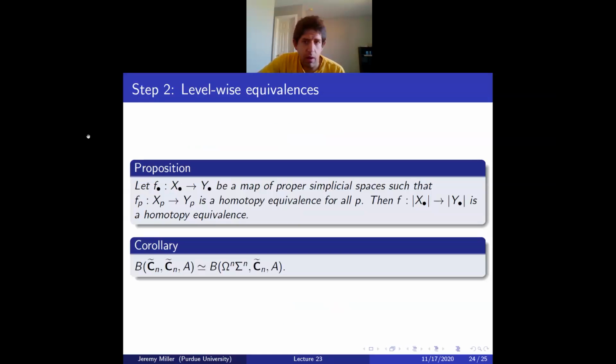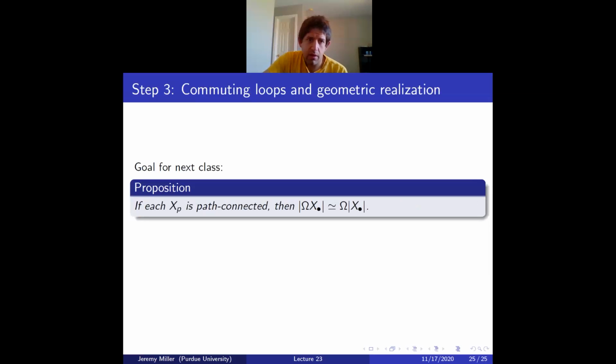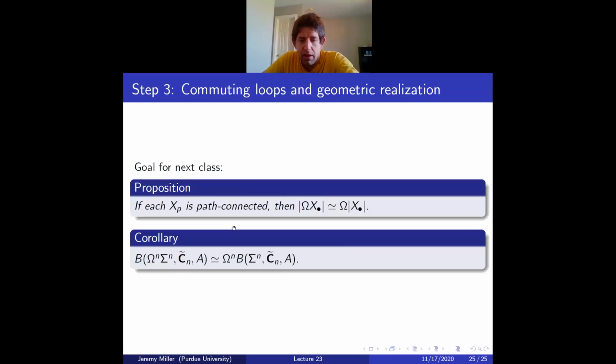Oh yeah, so all that remains for next class is to do the last step. So basically, we just need to pull loops out of geometric realization. So we're going to prove that if each X_p is path connected, then the geometric realization of loops is the same as loops on geometric realization. And the corollary will be the last step, and that will say that this E_n algebra is loops n of something.